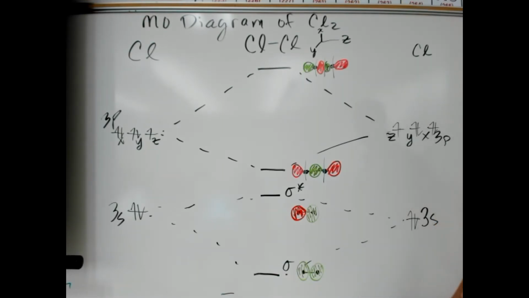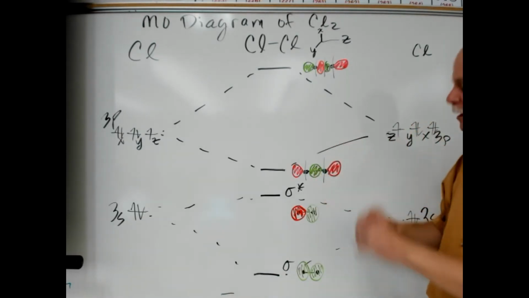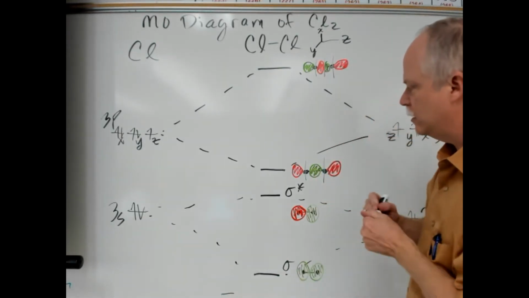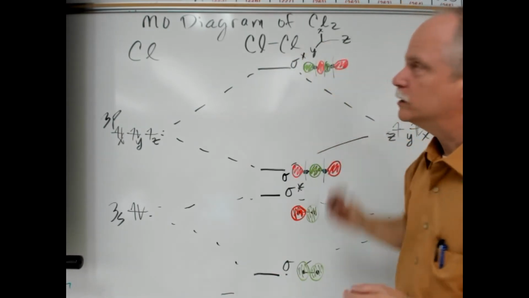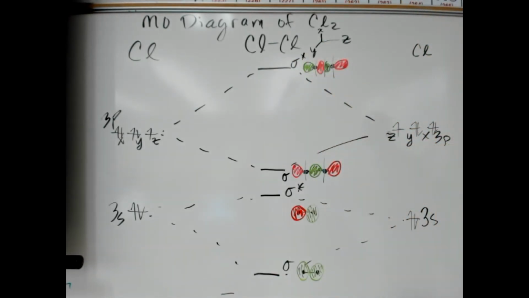All right. And now let's bring in the pi interaction. So let's label these sigma and sigma star. This one's sigma, sigma star. Now let's do the px orbitals. I'm going to draw it over here.